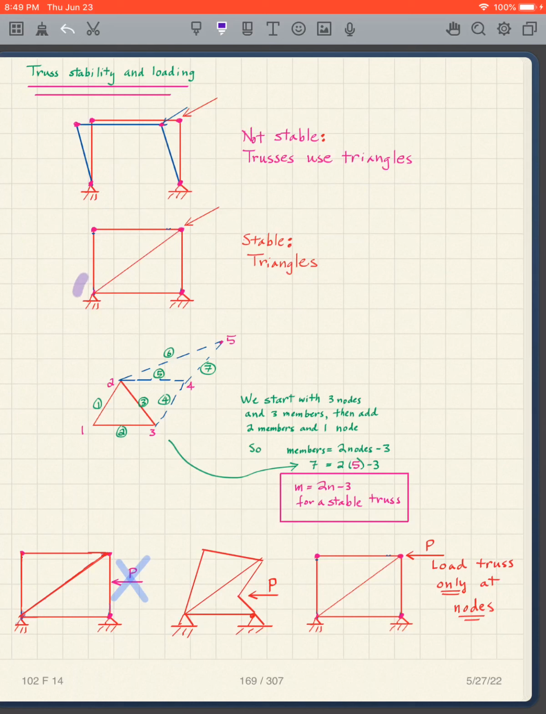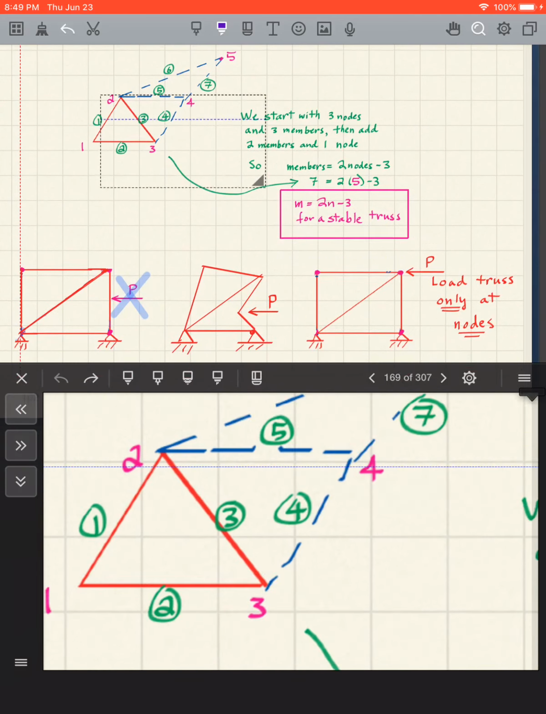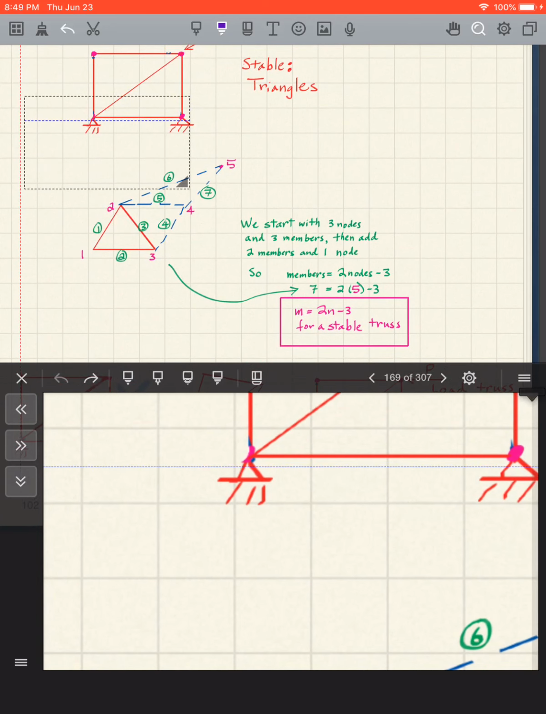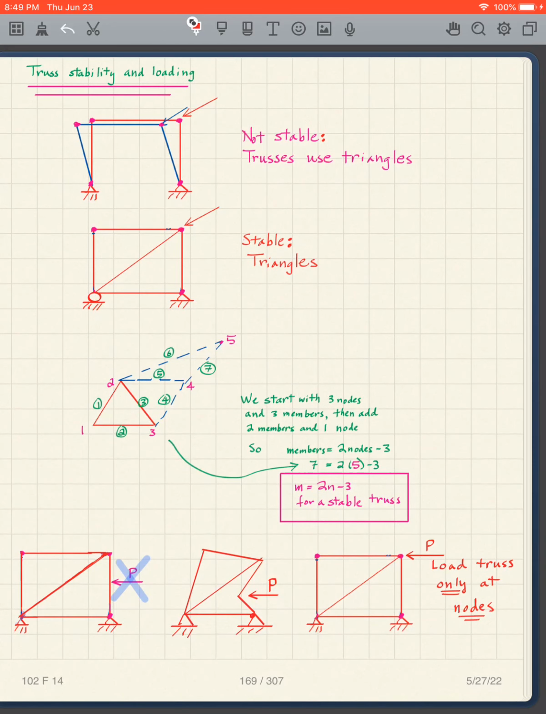I'm not going to go into details. I have two hinges here. I really should have a hinge and a roller, so maybe I'll change that to be capable of doing what we're solving for here. So I'll put a roller there. And that is stable because now it's triangles.